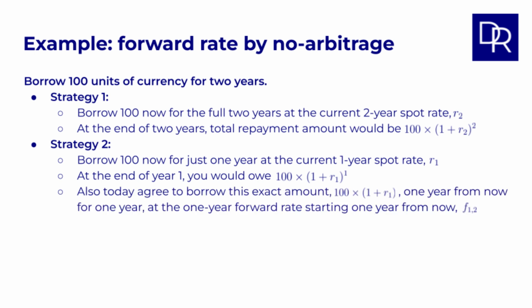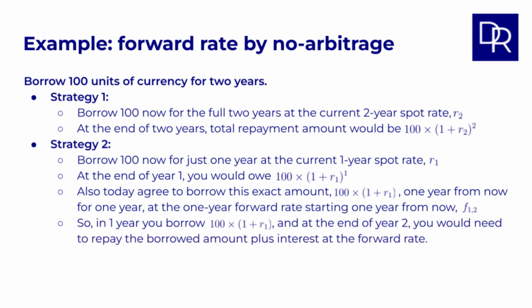Strategy 2. Alternatively, you could borrow 100 now for just 1 year at the current 1-year spot rate, R1. At the end of 1 year, you would owe 100 times (1 plus R1) to the power of 1, because it's just for 1 year. Also today, enter into an agreement to borrow this exact amount, 100 times (1 plus R1), 1 year from now for a period of 1 year at the 1-year forward rate starting 1 year from now. Let's call it F1,2. So this is the forward interest rate for borrowing and lending transactions starting in 1 year from now and ending in 2 years from now.